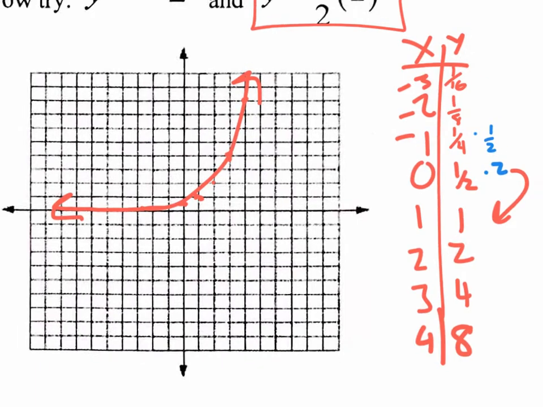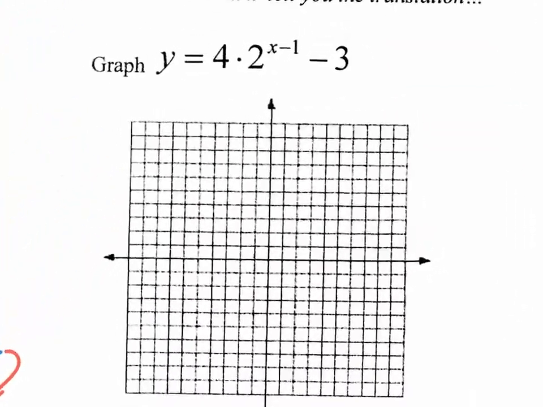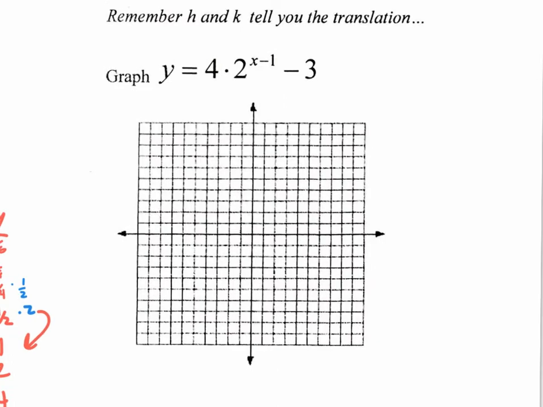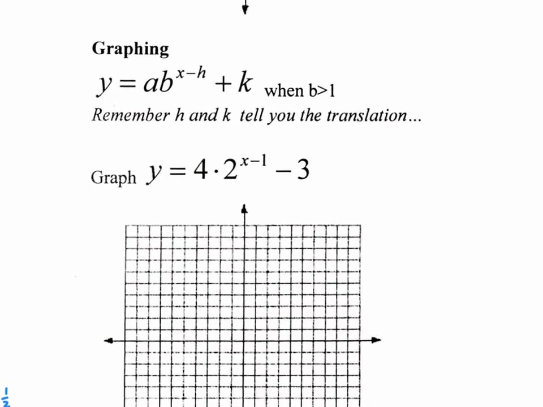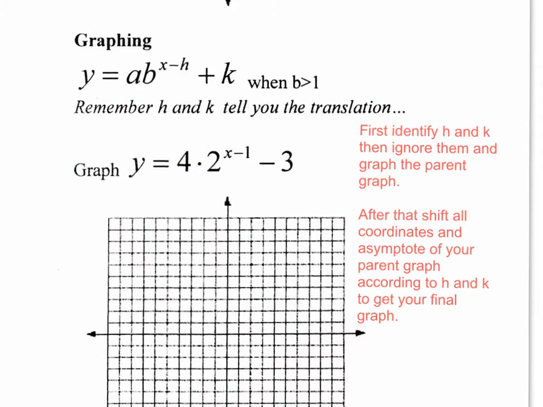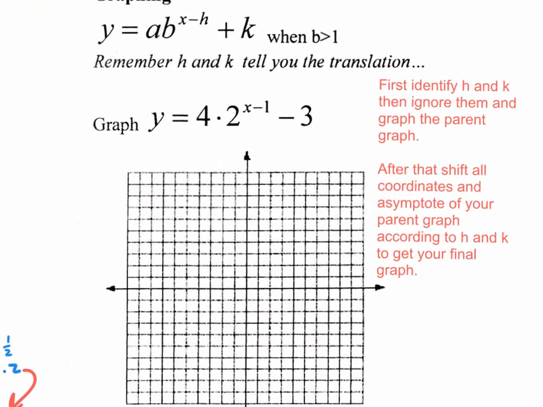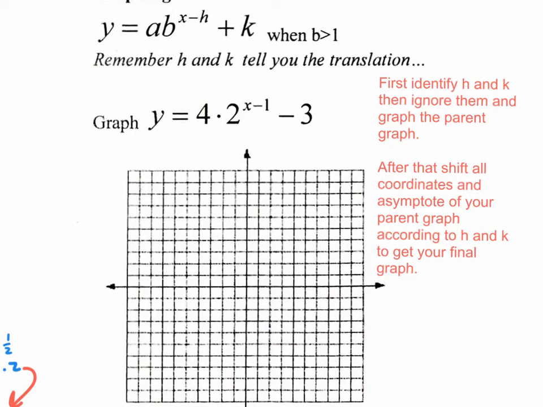Okay, now for the hardest part, understanding how to put it all together, understanding A, B, your base, your H, and your K. Okay, this guy up here. Let's jot down some notes. We have these steps right here. First, identify H and K, and then ignore them and graph the parent graph.